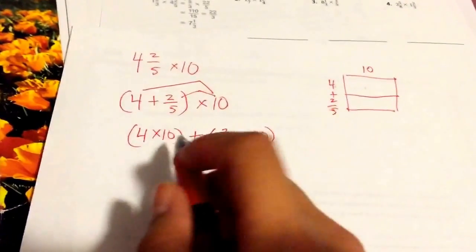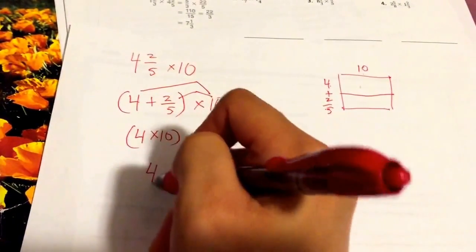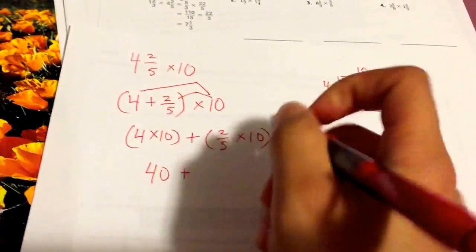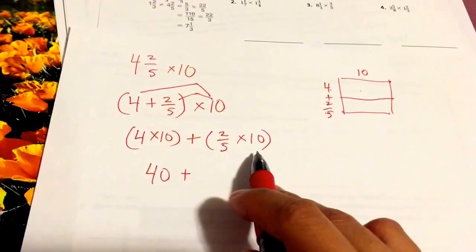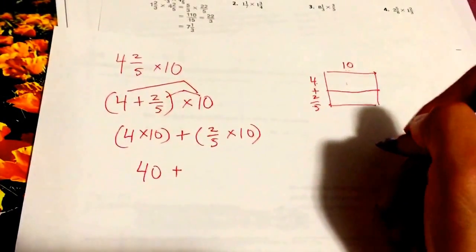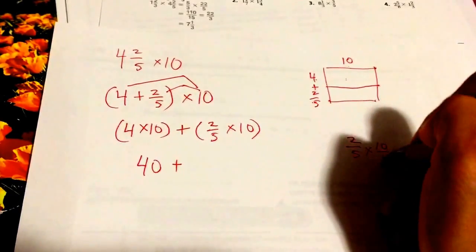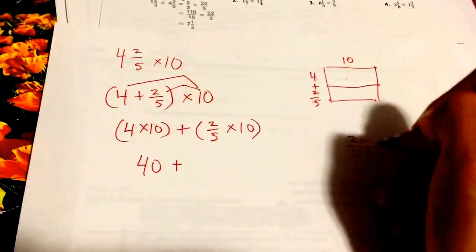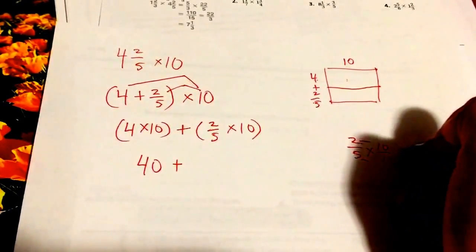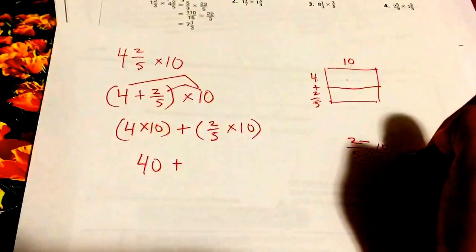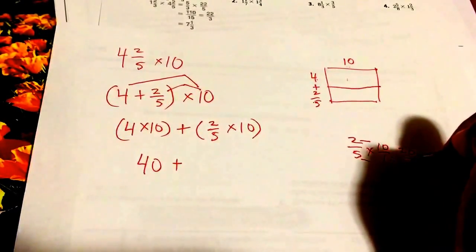All we have to do is solve. 4 times 10 is 40, plus 2/5 times 10. 2/5 times 10 you could do 2 ways. You could do 2/5 times 10 over 1 and multiply the tops and the bottoms. 2 times 10 is 20. Oops, equal sign. And 5 times 1 is 5.